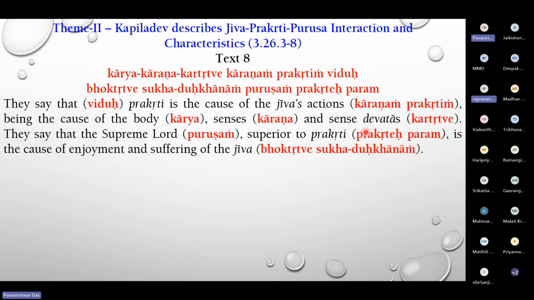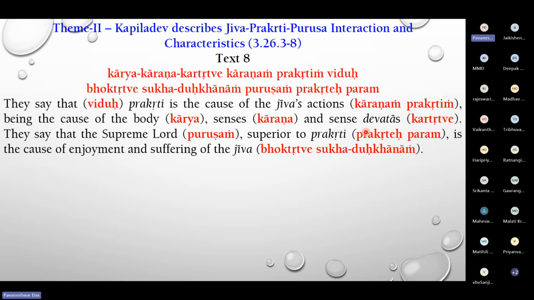Ahankara in the mode of goodness produces devatas. Ahankara in the mode of passion produces senses. Ahankara in the mode of ignorance produces Pancha Mahabhutas. That is everything. Pancha Mahabhutas are Karya, Ahankara in the mode of ignorance. The senses are Karana, Ahankara in the mode of passion. And the devatas are Kartrutva, they are in the mode of goodness. That means ultimately the doers are devatas. Without devatas we cannot do anything, therefore they are the doer.